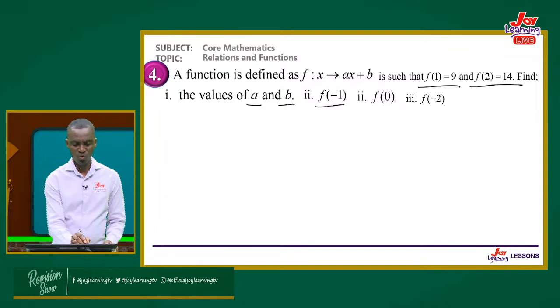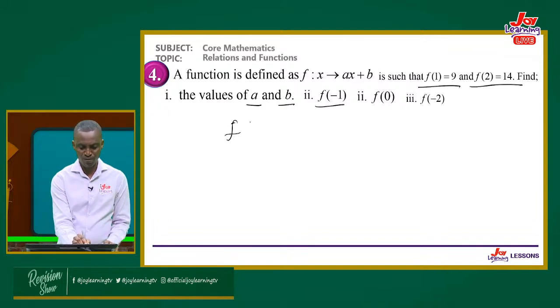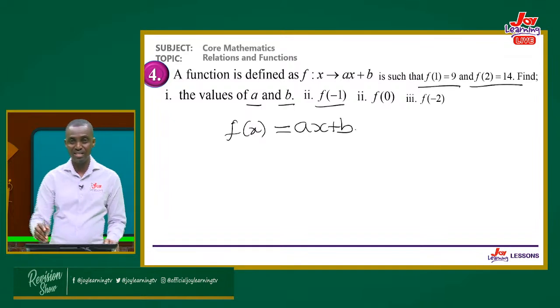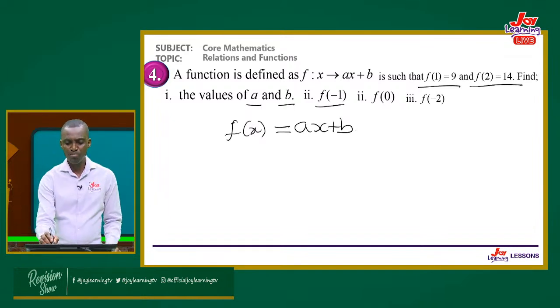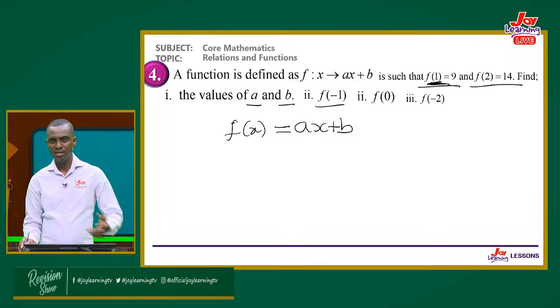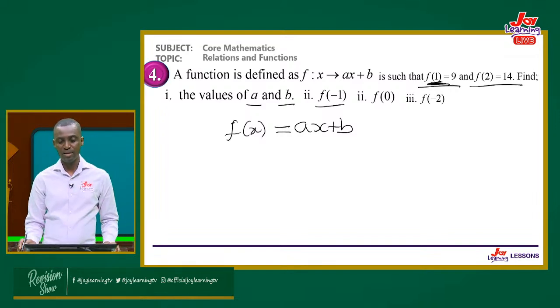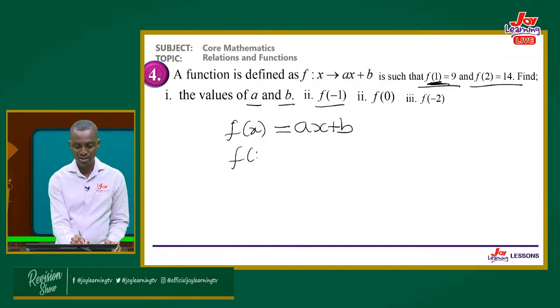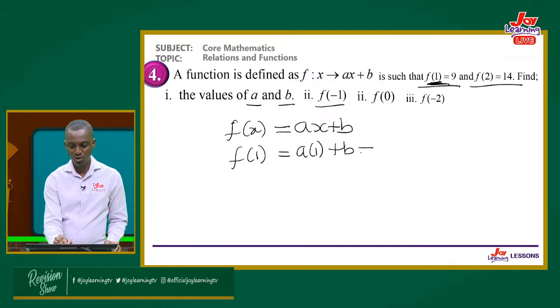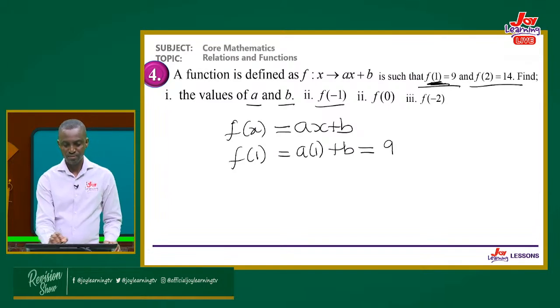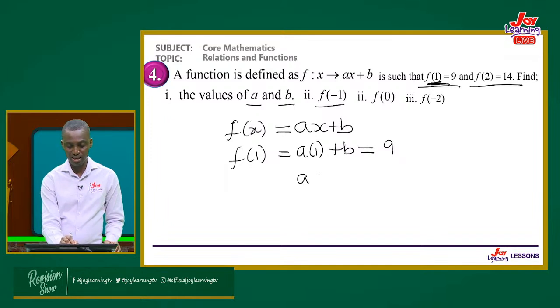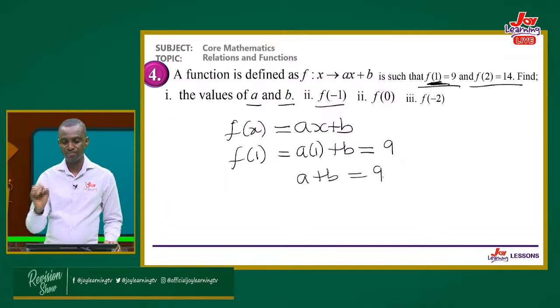So look at the question. We have a function defined as f of x, and the function is ax plus b. That means that is the machine. And when they put 1 into the machine, the output came as 9. When they put 2 into the machine, the output came as 14. So when they put 1, that means I replace x by 1, and the result gave me 9. That means a times 1, which is a, plus b is equal to 9.